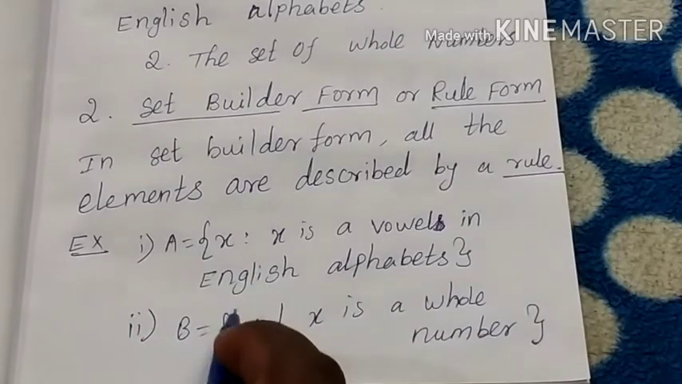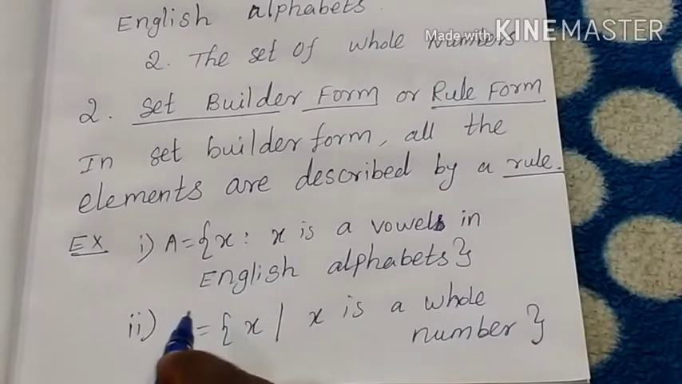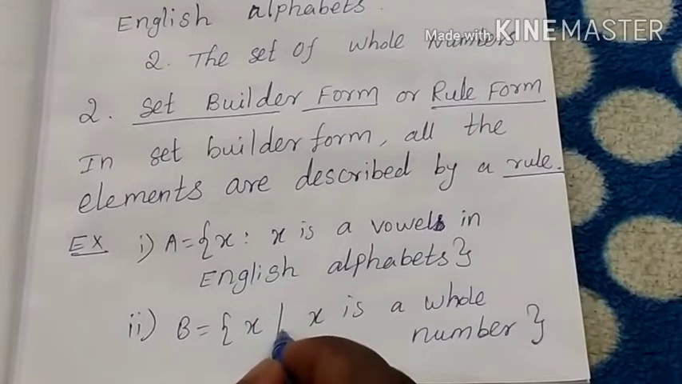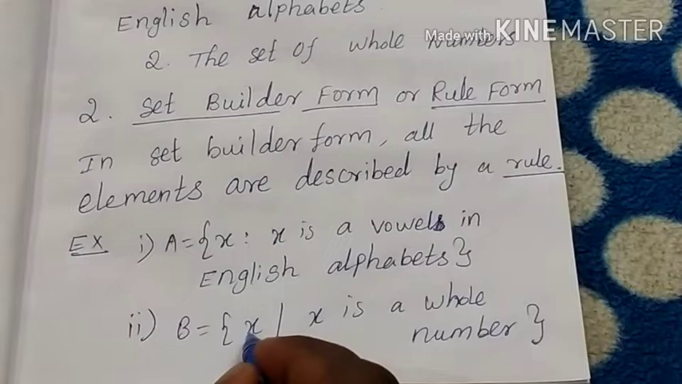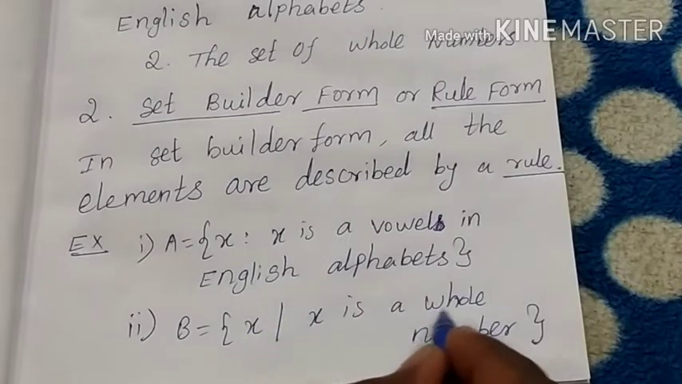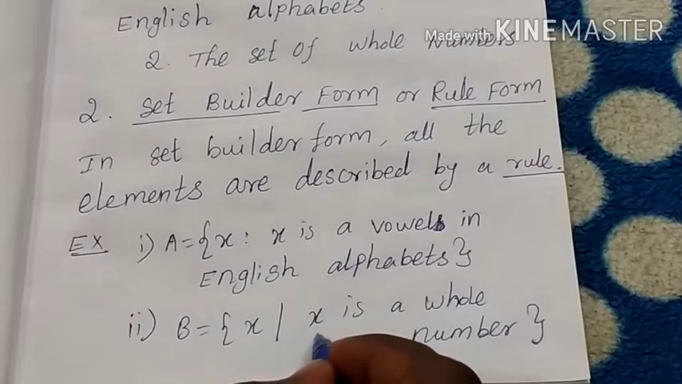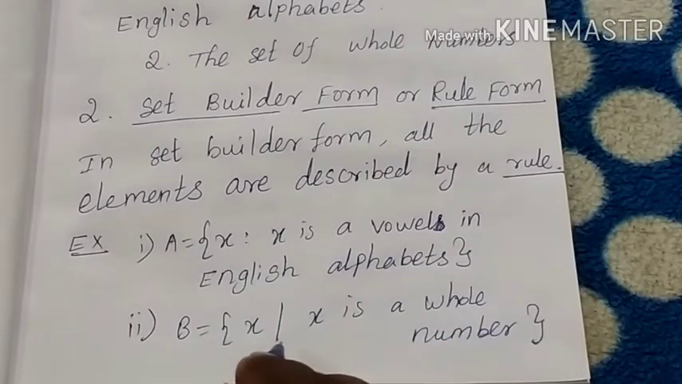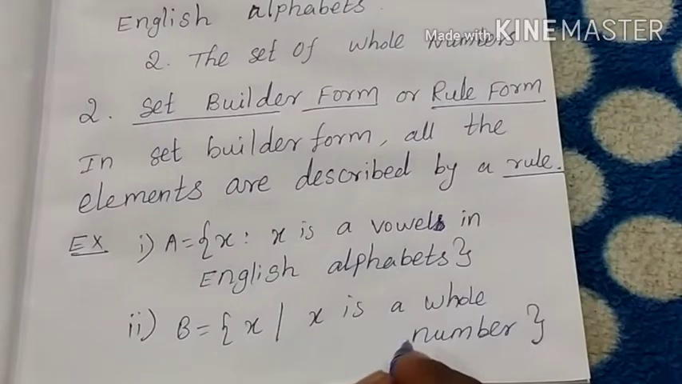Then the second example. What is the second example in the above statement? The set of all whole numbers. So B is equal to the set of all x, such that x is a whole number. The slash here can also be read as "such that". First define the x. Then explain the x value. That's all. This is set builder form or rule form. Have you understood this?